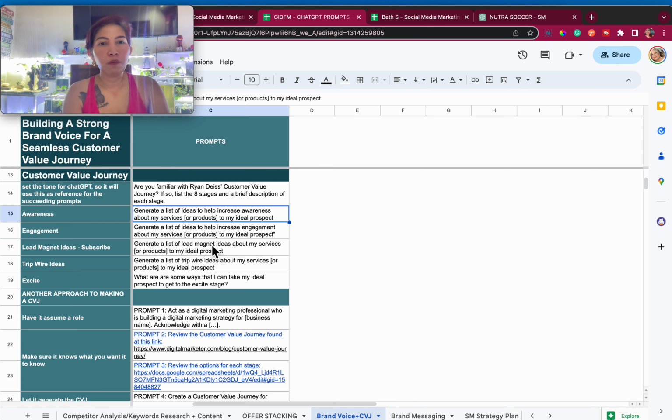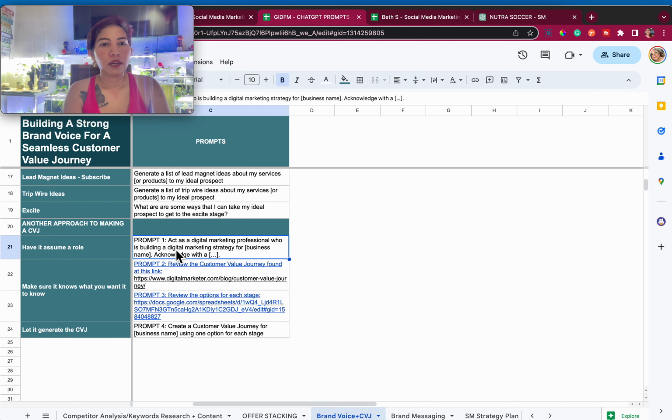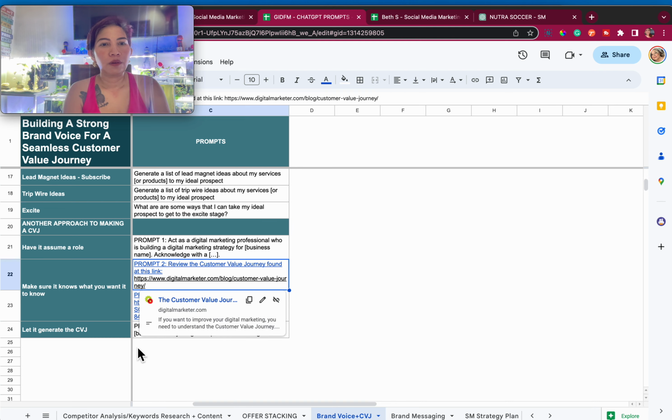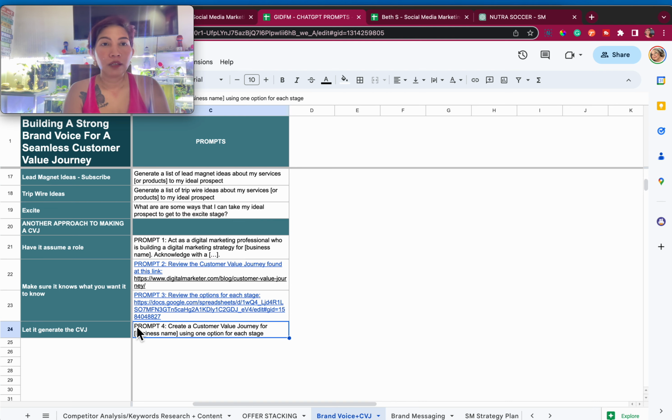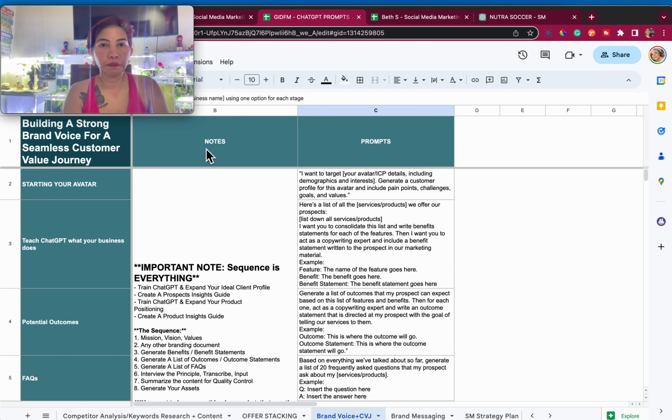Now maybe you've been doing awareness posts for quite some time now, and you want to mix it also with engagement, right? Even if it's just a startup, you want to mix it with engagement posts as well. So this is the prompt to give you ideas on the type of posts for engagement purposes. And then when you move them to subscribe, and when you're in the excite stage, and so on and so forth. Okay, I'm telling you guys, these prompts are amazing.